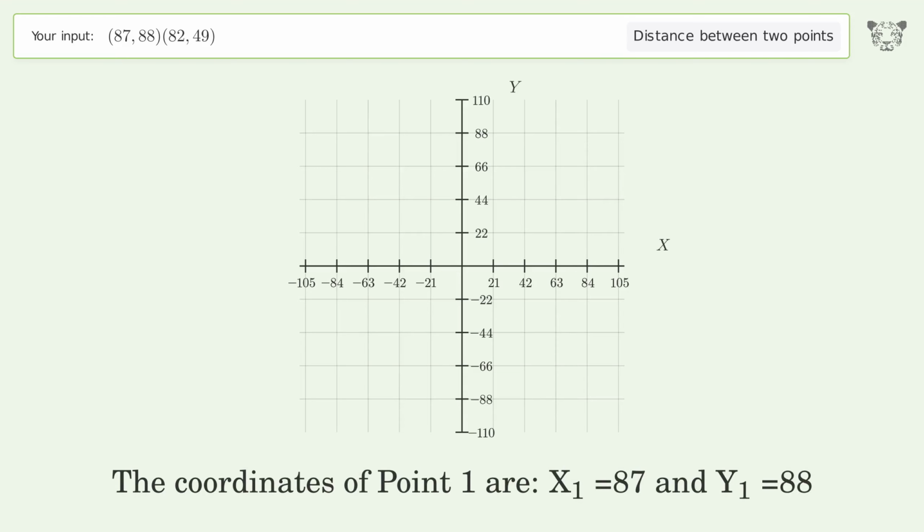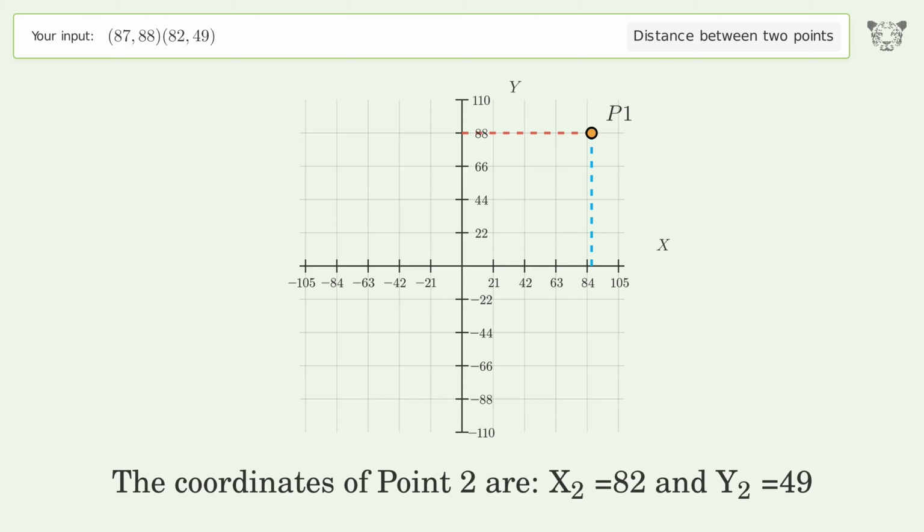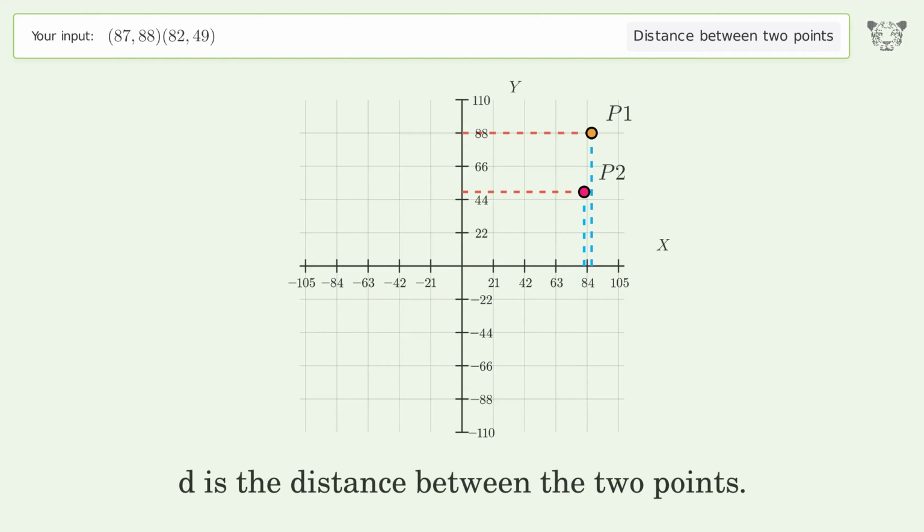The coordinates of point 1 are x1 equals 87 and y1 equals 88. The coordinates of point 2 are x2 equals 82 and y2 equals 49. D is the distance between the 2 points.